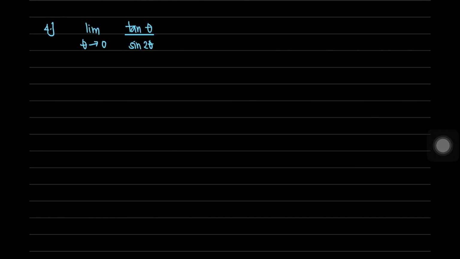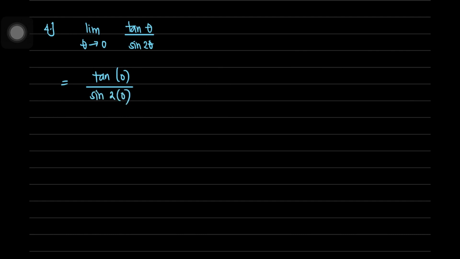Let's have another example here. Number 4: find the limit of tangent theta all over sine 2 theta as theta approaches 0. If we evaluate the function at theta equals 0, we get tangent of 0 all over sine 2 of 0, which is equal to 0 over 0, and that is indeterminate.